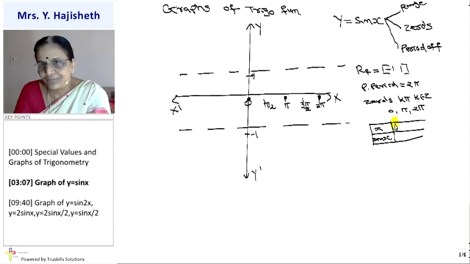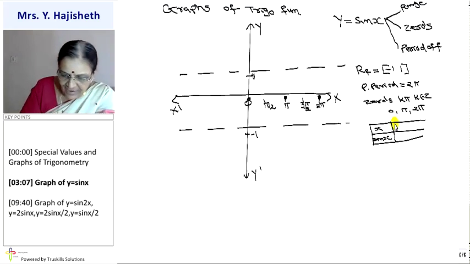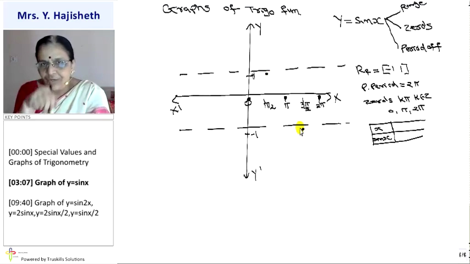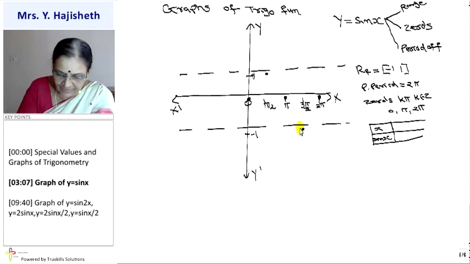You will see. The maximum value of sin is at pi by 2. So my graph reaches up to this. And the minimum value is -1, that is sin 3 pi by 2. Okay. Look at the points which I have plotted.